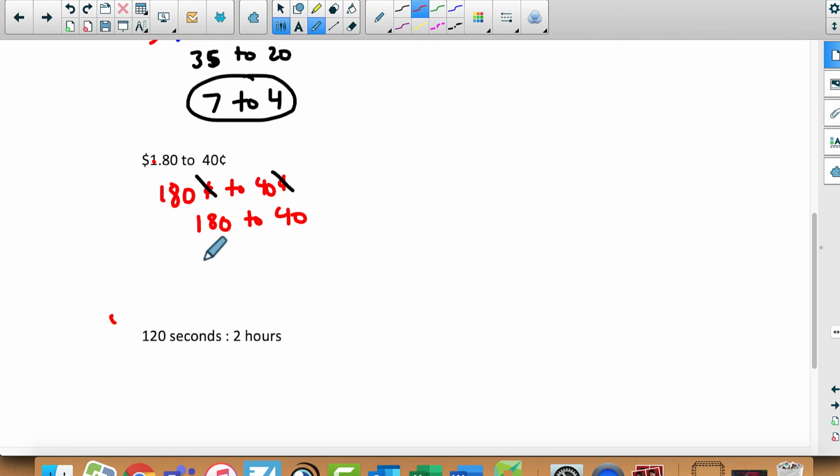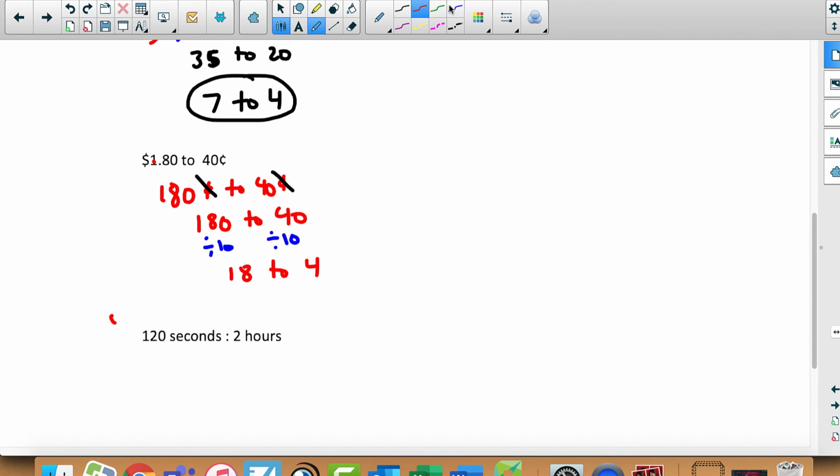Well, you might not be able to get it all in one go, but look, they both end with 0. So what does that mean you can divide by? You can divide by 10. So we'll do that first. Divide by 10, divide by 10. 180 divided by 10 is 18, and 40 divided by 10 is 4.